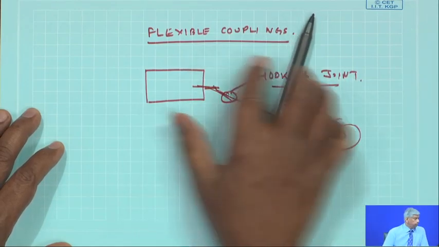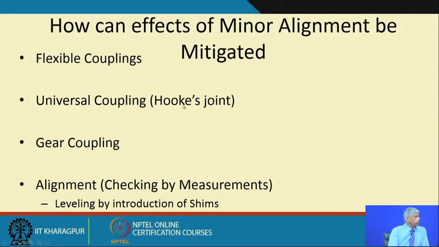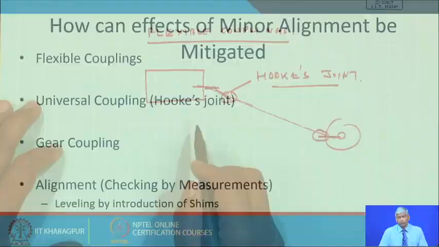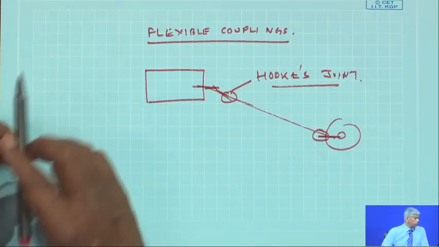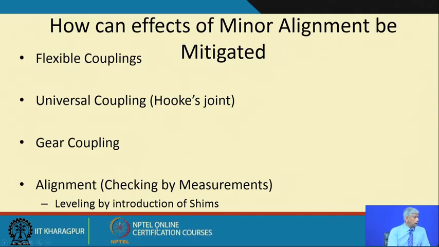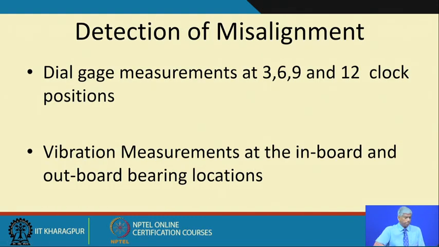Because the angular deflections or the angle of the two shafts are very, very high. But I am not talking about this kind of coupling, but small flexible couplings can be used. But despite having the couplings, there is a strong presence of misalignment. So, alignment is checked by measurements and leveling is done by introducing shims, and shims can have their own problem.